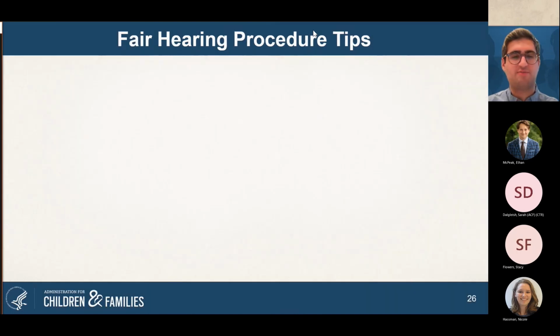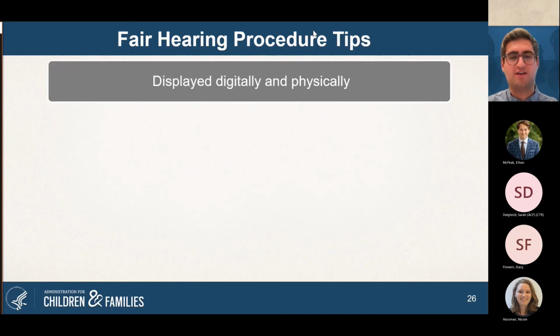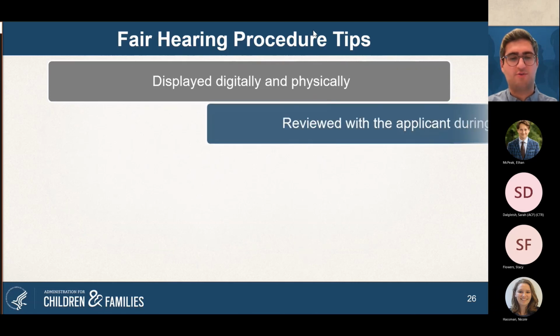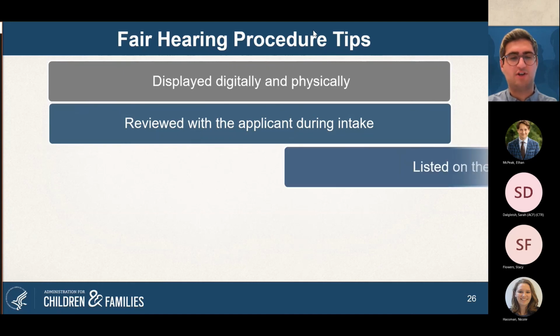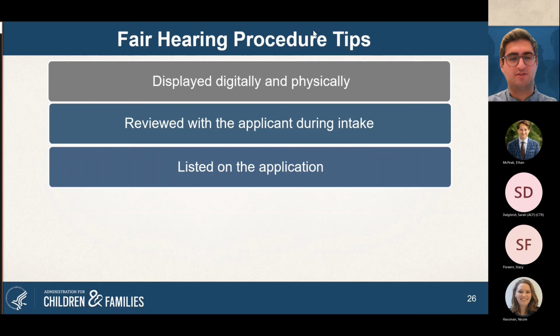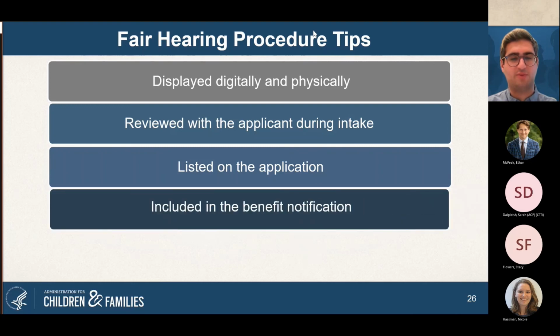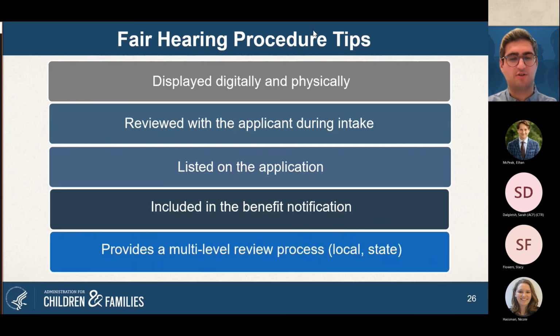LIHWAP recipients may benefit from ensuring that their fair hearing procedures are communicated to the public on their LIHWAP website, additionally visible to any applicant that is coming into a physical office location. For example, posting the fair hearing procedure in the waiting room or at the intake worker's desk. Reviewed with the applicant during application and intake procedures by the intake worker, listed on the LIHWAP application for assistance, listed on the notice of benefit determination when the client receives the notification, and provide the multi-level review procedure. For example, states could develop a process that is appealed at the local and then state level.